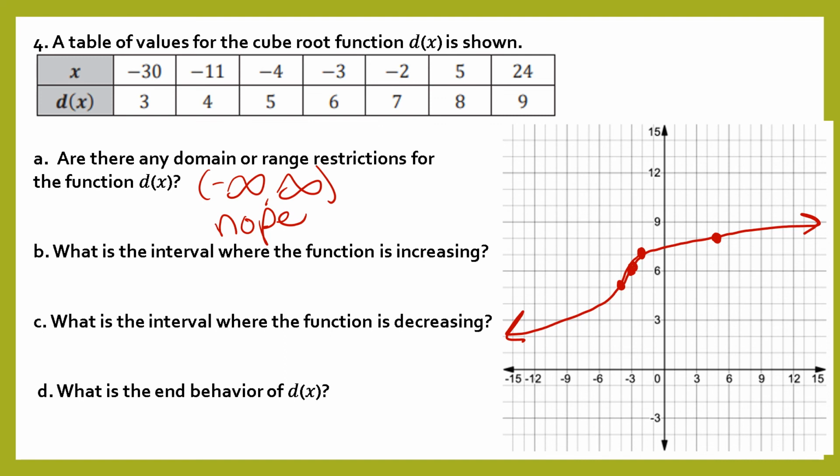For this one, for your increasing, think about your person. What's he doing right off the bat? He's increasing. Is he ever going to decrease? Nope. So there's no decreasing, so part C. And if he's always increasing, what's my interval going to be? Negative infinity to positive infinity. All the time.